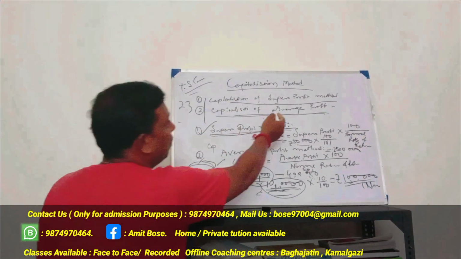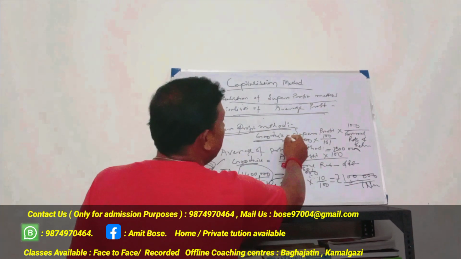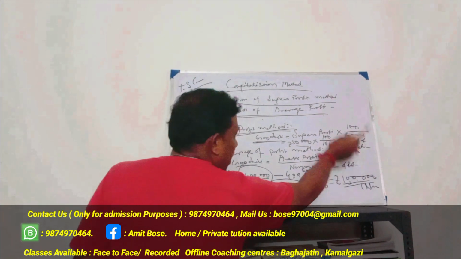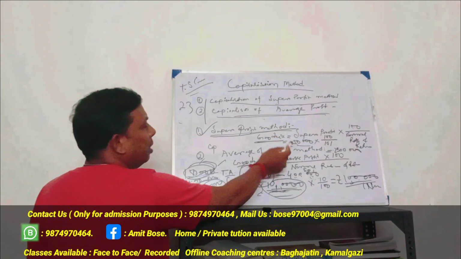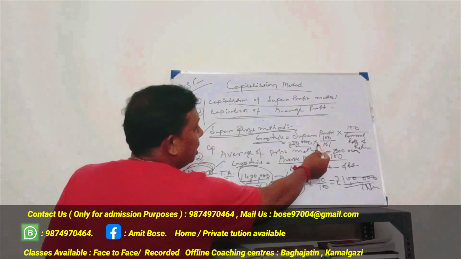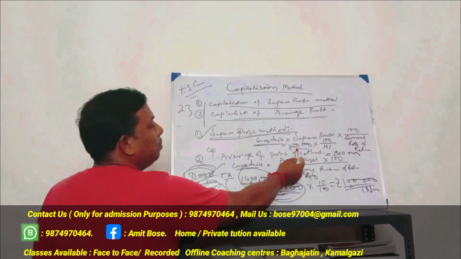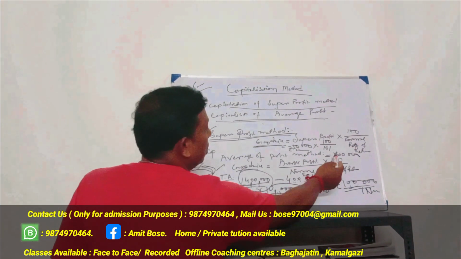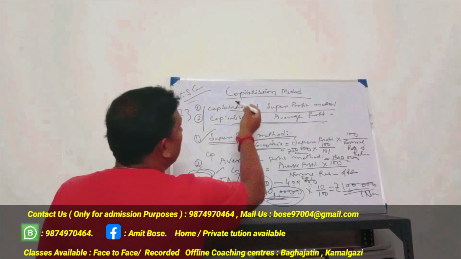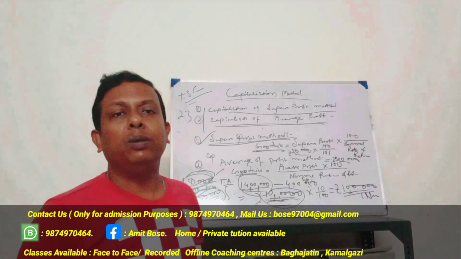Then you put the formula, calculation of goodwill under capitalization method: goodwill equals super profit into 100 divided by normal rate of return. Here the super profit is 50,000, which I calculated. 50,000 into 100 divided by normal rate of return 10%. So 50,000 into 100 by 10 comes to 5 lakh. This amount of rupees 5 lakh is the valuation of goodwill under capitalization of super profit method.